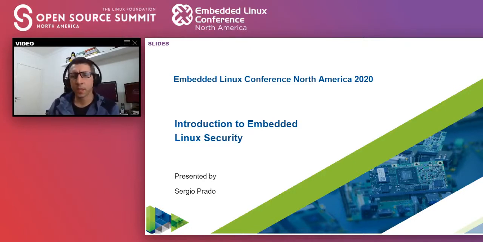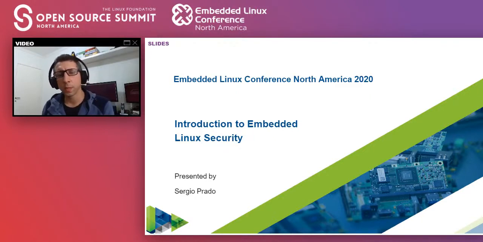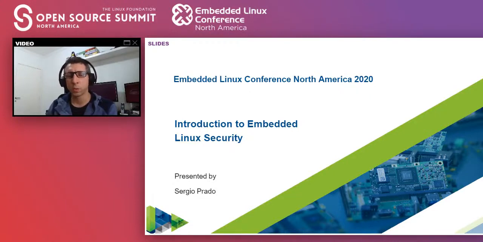So in this talk, I'm going to talk a little bit about embedded Linux security. The idea here is to have an introduction on the topic. We're going to talk a little bit about what is security, why should we care about security on an embedded Linux device. We are going to talk a little bit about threat modeling, so we don't have much time to go over the topic, but we're going to talk a little bit about it. And then we're going to talk about a lot of mitigation techniques to improve the security on an embedded Linux device. So we have a lot of technical stuff in this presentation.